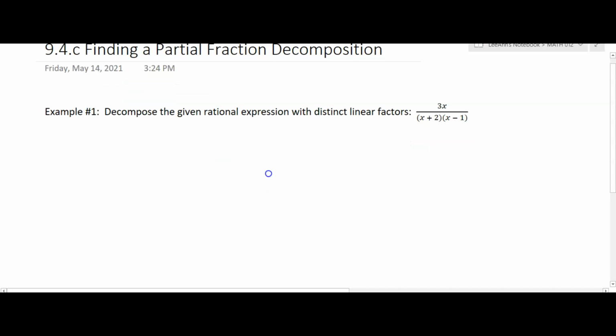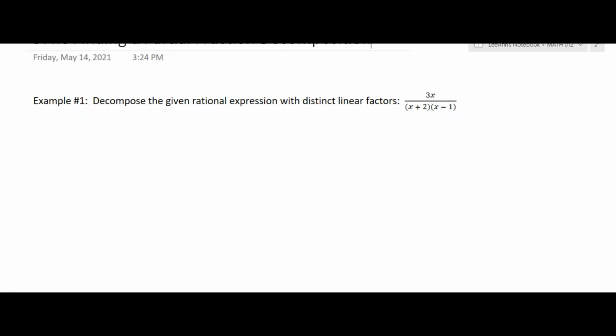Okay, so here we have an example. It says decompose the given rational expression with distinct linear factors. What they mean by distinct is that factor is not the same as that factor. And they're both linear, meaning that the factor has a degree of 1, right? Now, if you're thinking, well, wait a minute, I could multiply that out and then I'd have x squared. True, but we're looking at factors, okay? All right, so there you go.